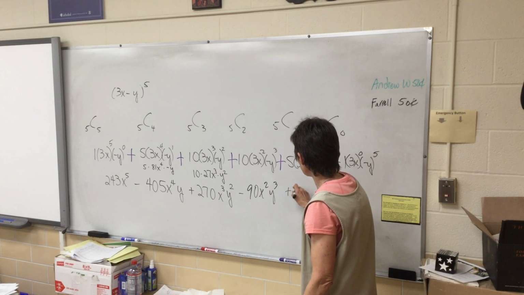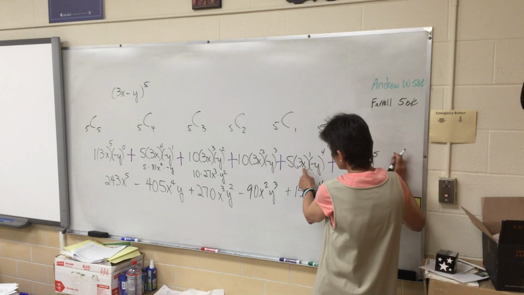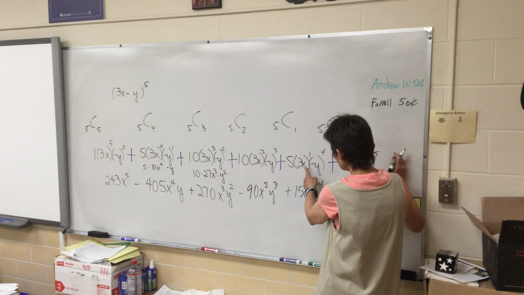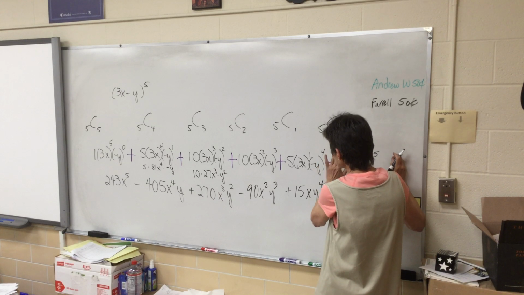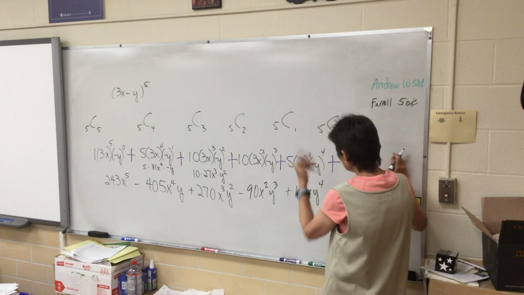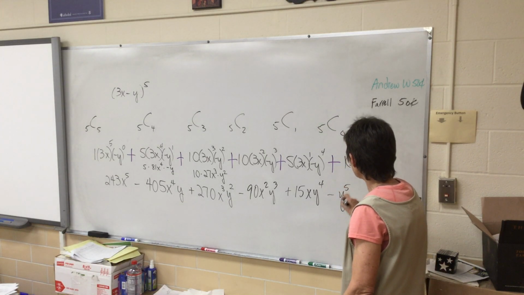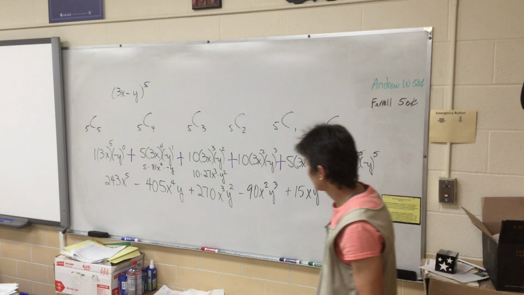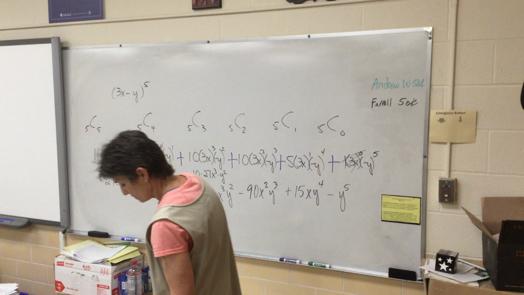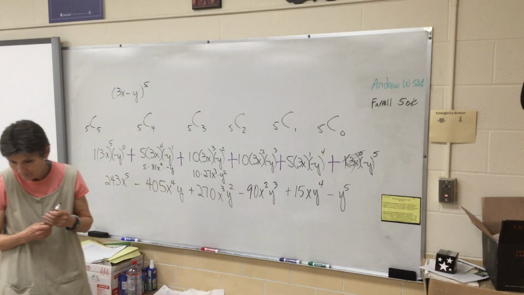This one is just going to be 15 xy to the 4th. This is just to the first power, so that's just 5 times 3 times x. And then a negative to an even power is positive, so 15 xy to the 4th. And then minus y to the 5th, because none of that matters, just this matters. Who's got a question about that?